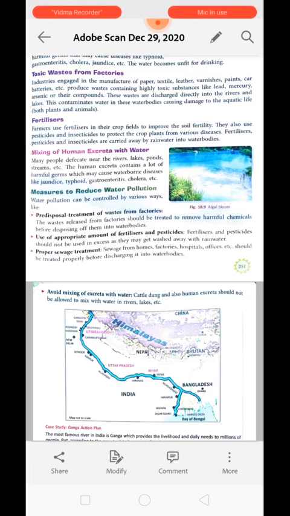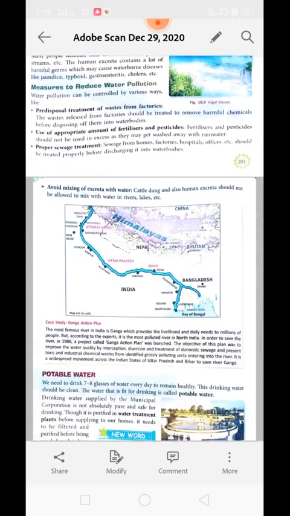So what should be the measures to control this water pollution? We just have to stop the source and the water pollution will also get stopped. Now what should we do to control the water pollution? The first is pre-disposal treatment of waste from factories.